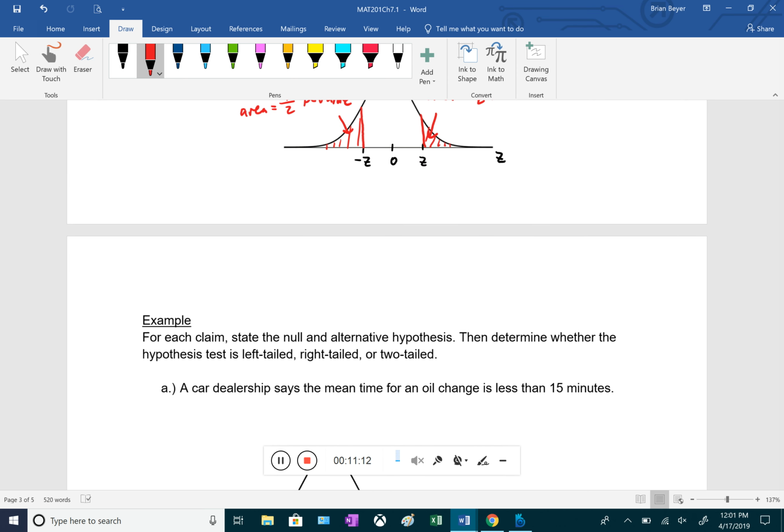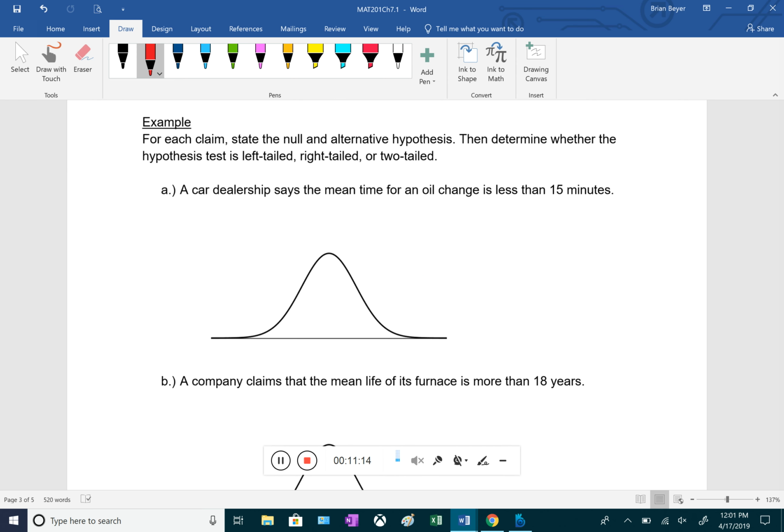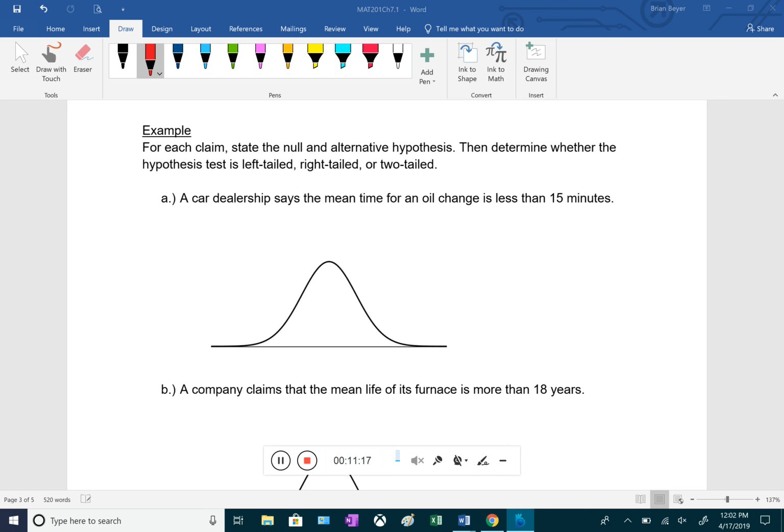Okay, so let's do a couple examples here. So for each claim, state the null and alternative, and then determine whether the hypothesis test is going to be left-tailed, right-tailed, or two-tailed. So these are the same examples as before. So a car dealership says the mean time for an oil change is less than 15 minutes. So when we set this up, we said that that was the alternative as the claim. We said that was mu less than 15, which makes the null mu greater than or equal to 15.